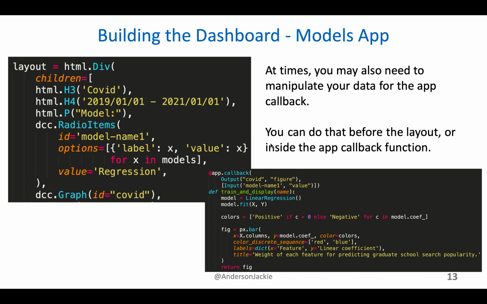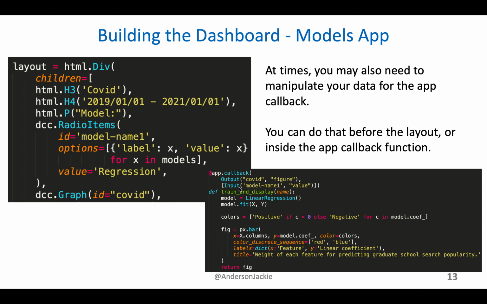So building the models app, this is our third and final tab to build. We have, again, the layout and the app callback. Within the layout, we have, again, these familiar HTML div and HTML H3, breaking up the layout and putting a header, putting another header, but a smaller one, putting a paragraph, just regular text in there, and defining a radio item, and defining a graph. So this is defining the feature importance graph.